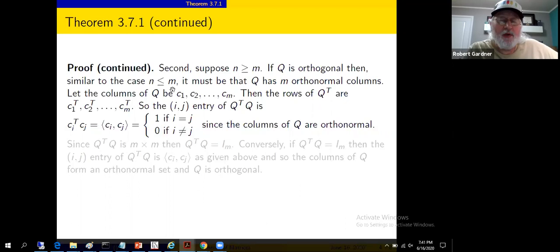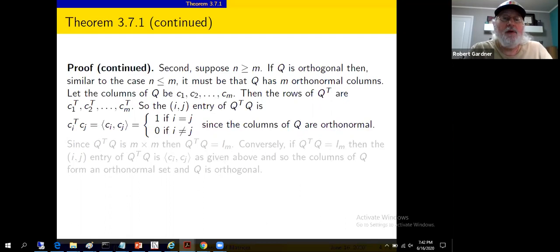Of course, we could have n equals m, but we can say definitely that Q has m orthonormal columns. Let those columns be denoted by C1 through C sub m. Then the rows of Q transpose, similar to what we did above, are the transposes of these columns. So when we take the product Q transpose times Q, the ij entry would be the ith row of Q transpose, that would be C sub i transpose, times the jth column of the second matrix, the Q matrix. Ith row times jth column, an inner product, is how these are computed.